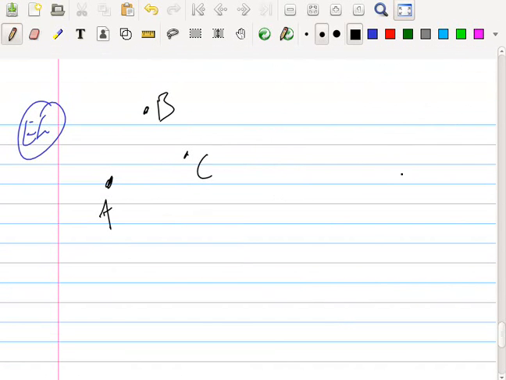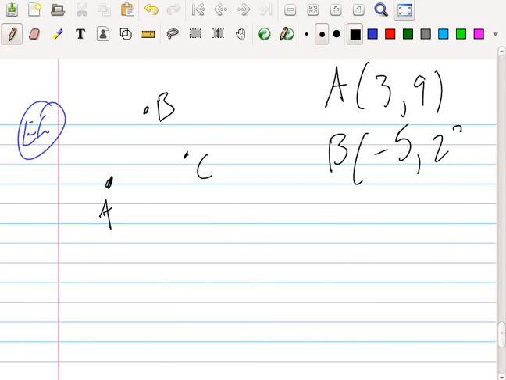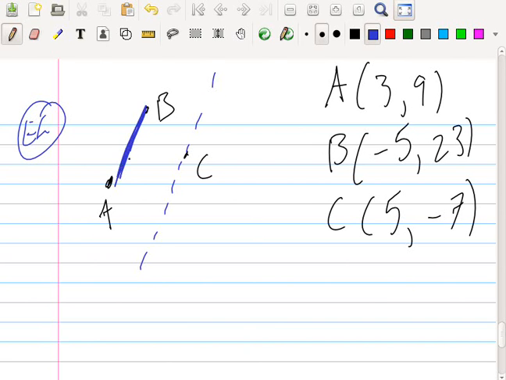Okay, now I give you 3 points. So let's say point A is 3, 9. Point B is minus 5, 23. And point C is 5, minus 7. And I tell you the line L is parallel to AB and contains C. So the line L goes through C and is parallel to AB here. And I want this one.